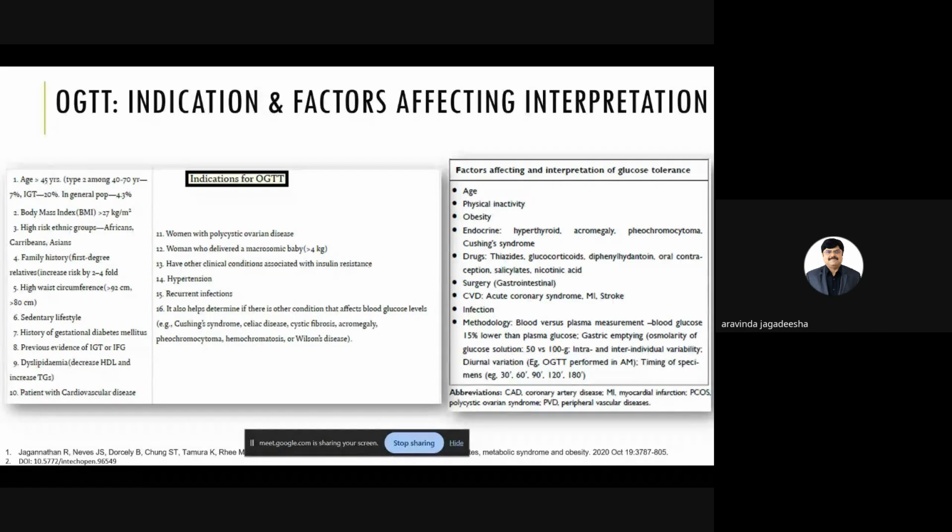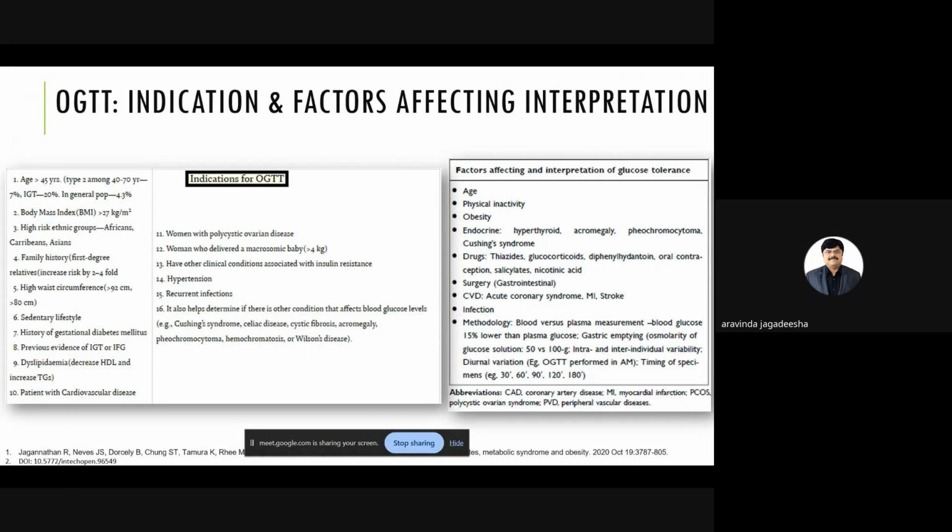You can see on the left-hand side, there are various indications for OGTT, like age more than 45 years, body mass index of more than 27, high-risk ethnic groups like Africans, Caribbeans, and Asians, family history, that is first-degree relatives. If they have diabetes, they have to be screened. High waist circumference, more than 92 centimeters in males and more than 80 centimeters in females. Sedentary lifestyle, history of gestational diabetes, previous evidence of IGT or IFG, dyslipidemia, that is decreased HDL and increased triglyceride.